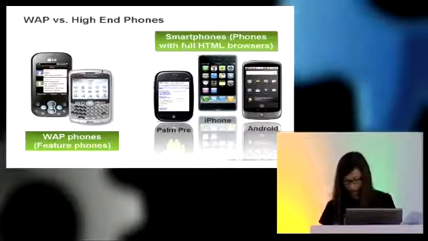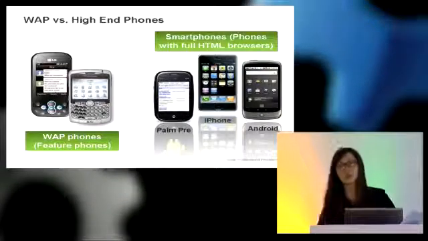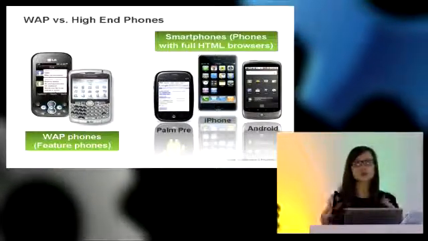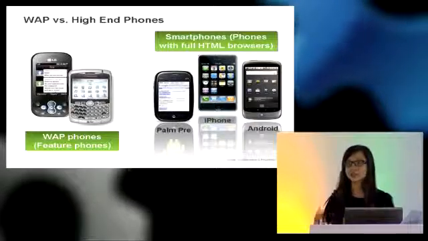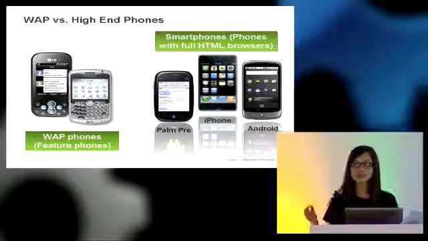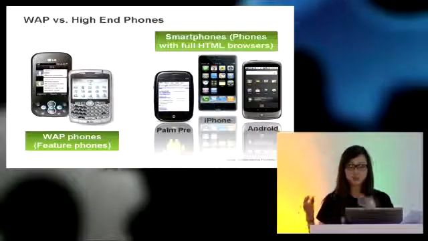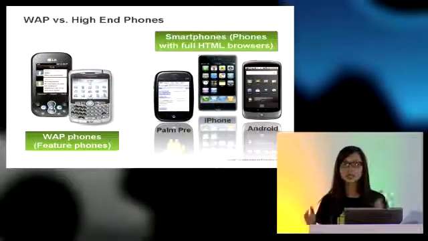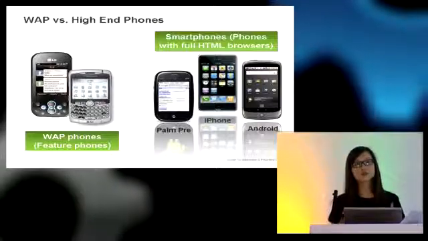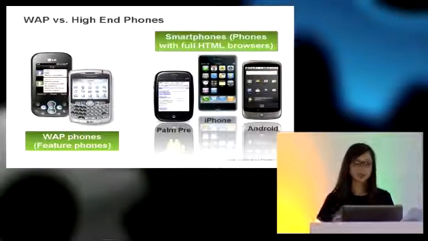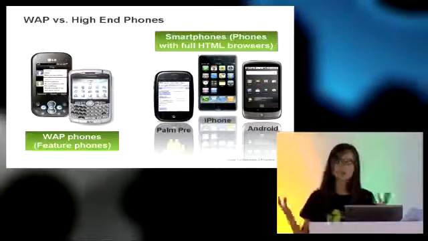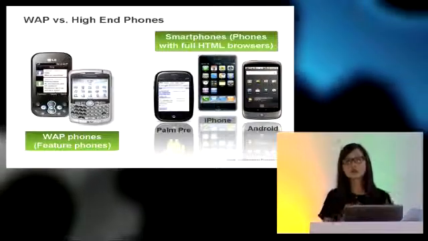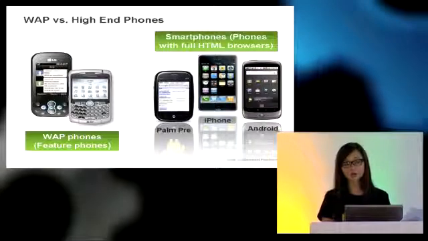So I'm going to first start off with some definitions. At Google, we are more focused on high-end devices, and by that we mean devices with full HTML browsers. So that means Palm Pre, iPhone, and Android. We class every single other phone as WAP currently. So that is Nokia, LG, Blackberries. Those are what we deem WAP.